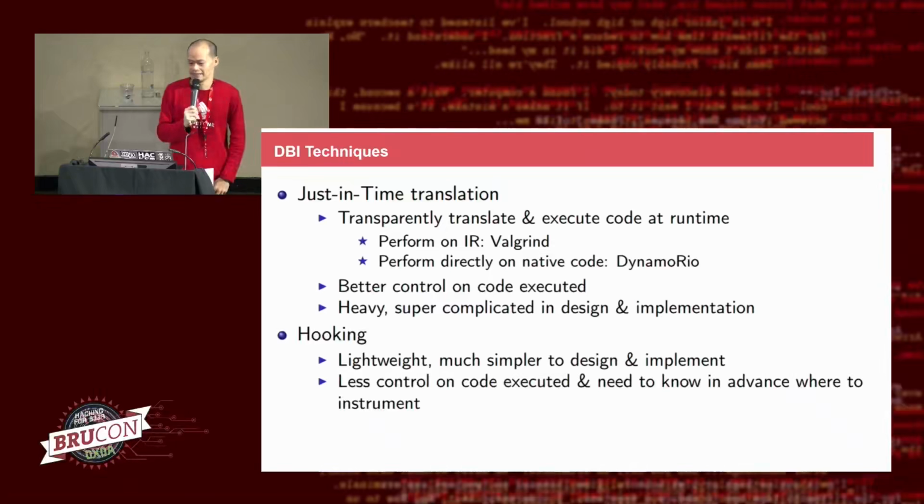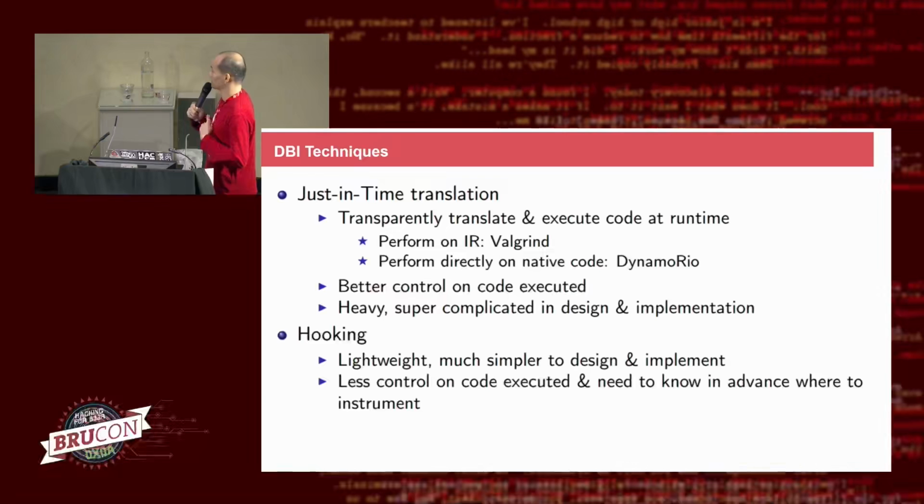So we can see that the JIT technique is good because it has very good control on the code under execution. However, this technique is very heavy, it's very complicated, and very hard to do properly. If you look at all the existing DBI, like PIN or Dynamo, they have been in development for 10 years or more, but they are still incomplete, and they support a very limited number of CPUs, like only Intel. The reason is this technique is very complicated.